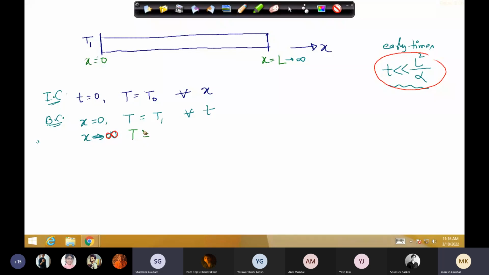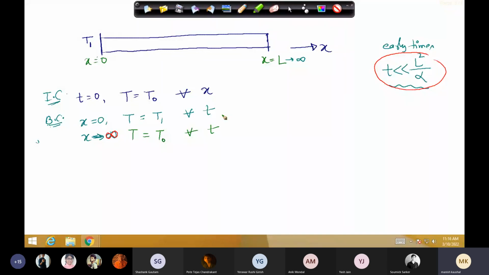Will it change? No, sir. So it will be the initial temperature, T naught. Yes. Okay. Good. Right. So the initial condition and boundary condition are the same this time, for all t. Because you are saying early time, so practically you are assuming heat has not reached that point, has not traveled to that point.